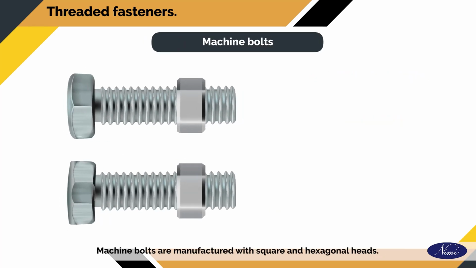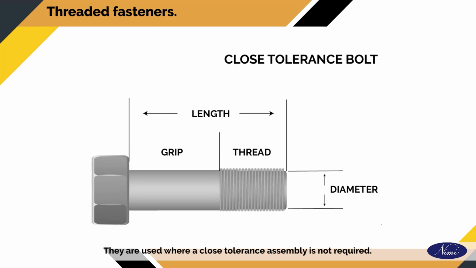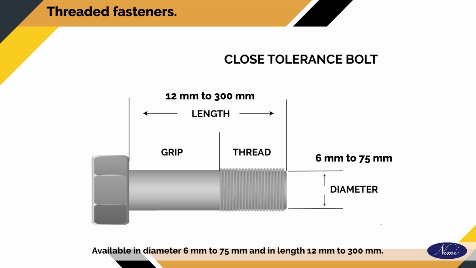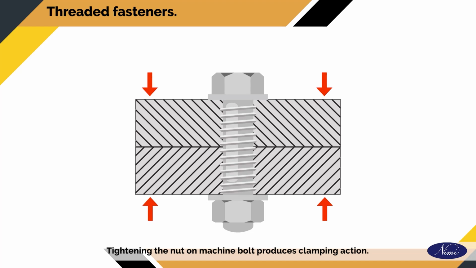Machine bolts. Machine bolts are manufactured with square and hexagonal heads. They are used where a close tolerance assembly is not required. Available in diameter 6 mm to 75 mm and in length 12 mm to 300 mm. Tightening the nut on machine bolt produces clamping action.